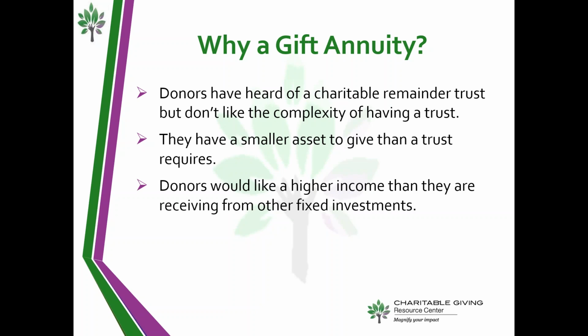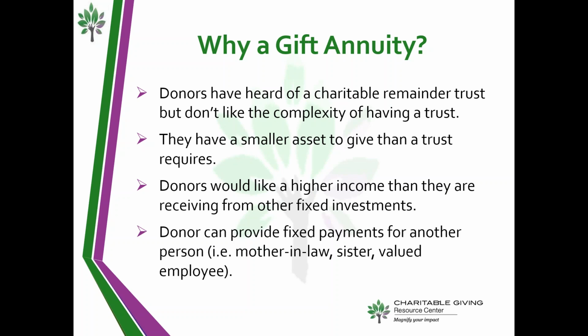Then many donors would like to have a higher income than they're currently receiving from their other fixed investments. And of course, for the last number of years, we've been in a very low interest environment. And so the typical gift annuitant is someone that's sitting on some bank or credit union deposits, earning less than 1%, maybe a little bit more than 1%. They don't want to touch the principal because they don't want to run out of money. But they sure like a little more income to keep up with the increasing cost of living. They are good candidates for a gift annuity.